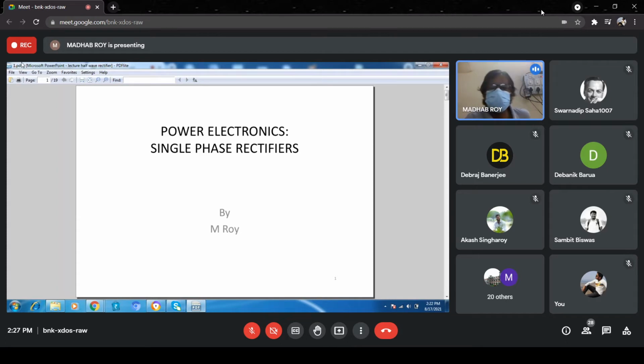Normally, the application of DC voltage is for DC power source requirements. You know that mobile chargers and any kind of electronic equipment normally run on a DC power source. So you need a DC voltage source for various levels: 6 volt level, 12 volt level, and other higher voltage levels also.